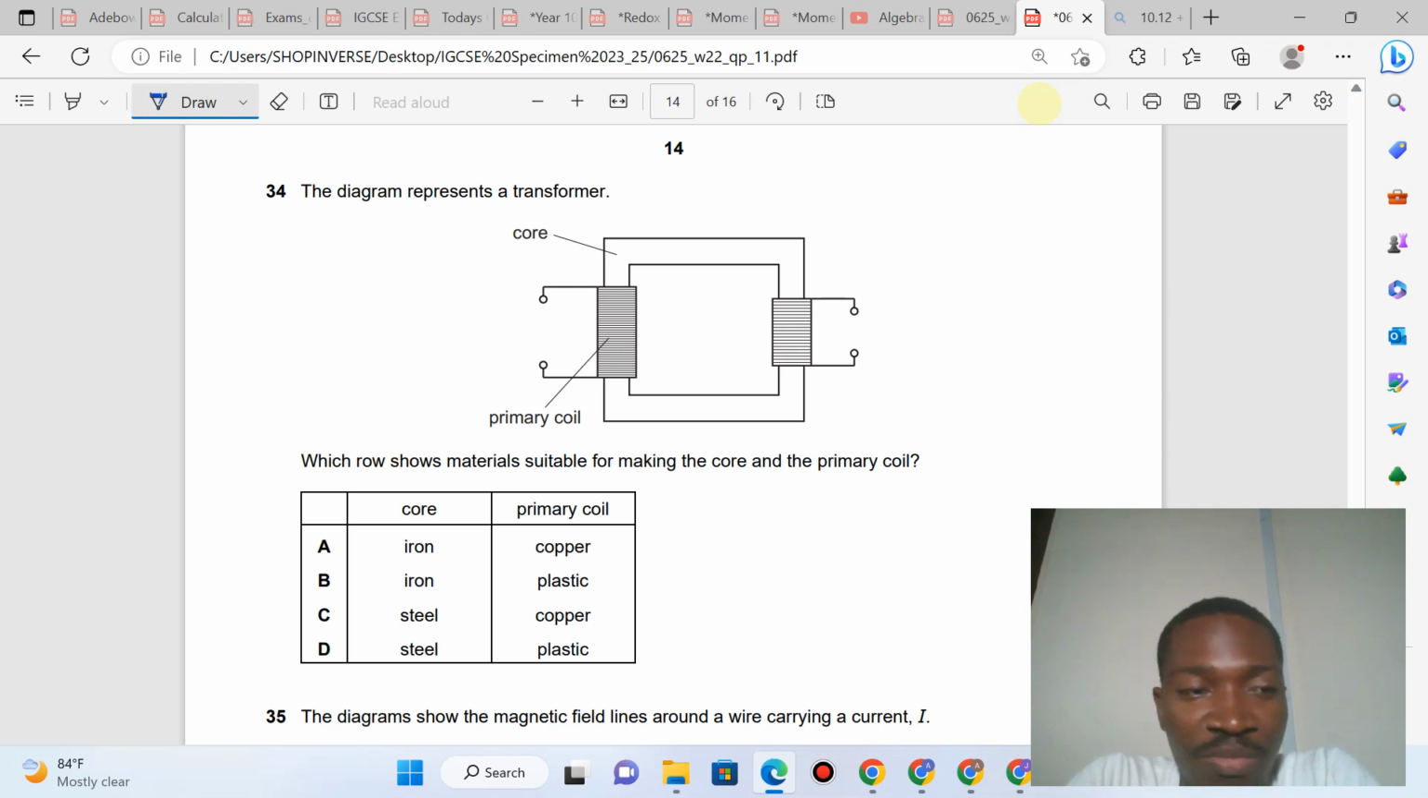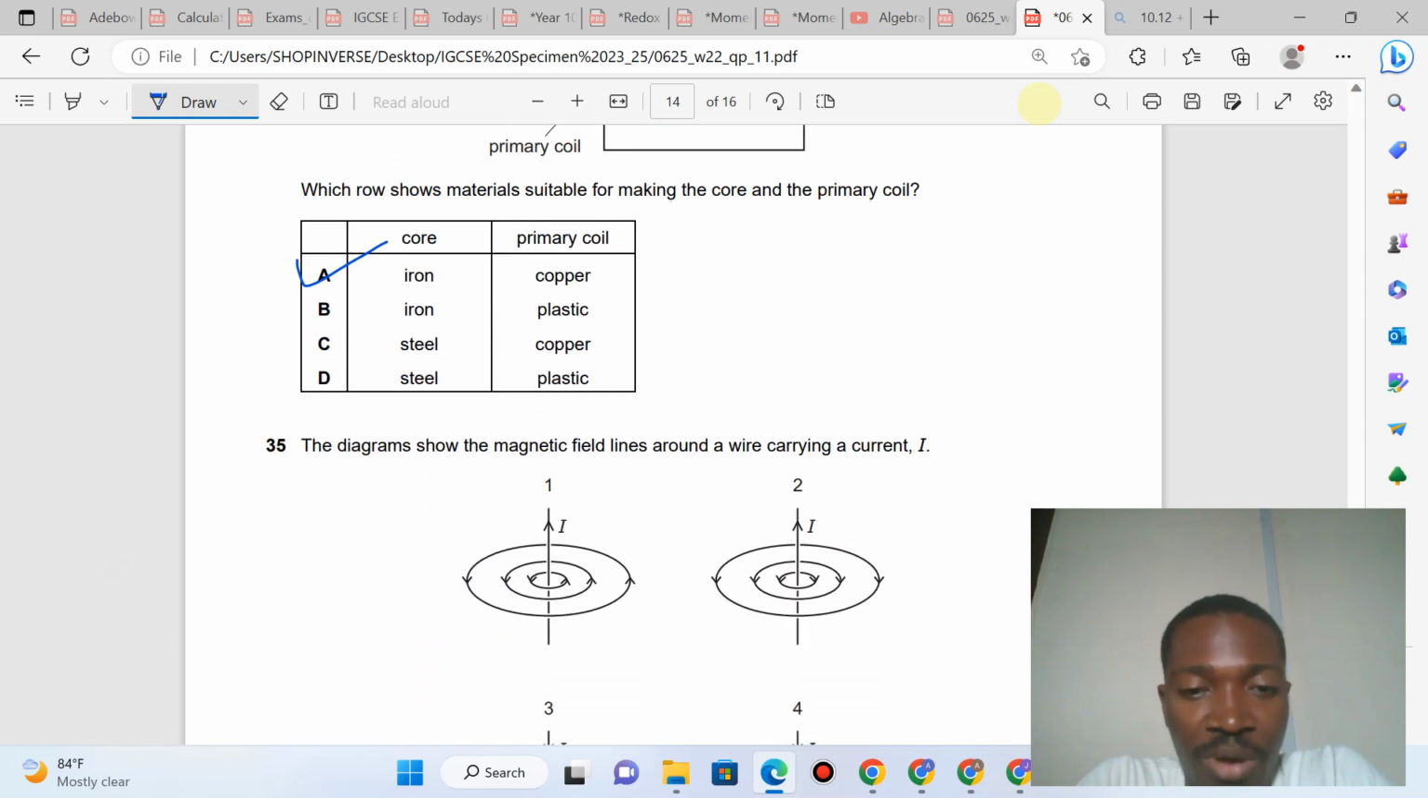When you have impurities like carbon, steel is iron that contains carbon, and once you have impurities like carbon in the core, they increase the eddy currents that are produced in the core of the coil. You might not really learn much about eddy currents during your IGCSE, but during your A levels, you have to understand the concept of eddy current and its effects. It causes the core to become overheated. So the correct answer is option A. Iron, copper, pure iron, pure copper.